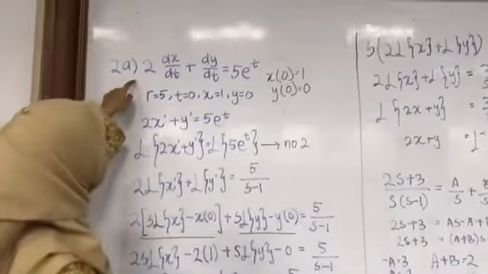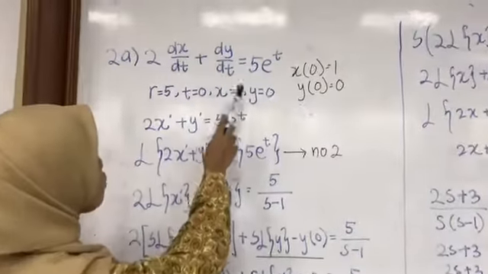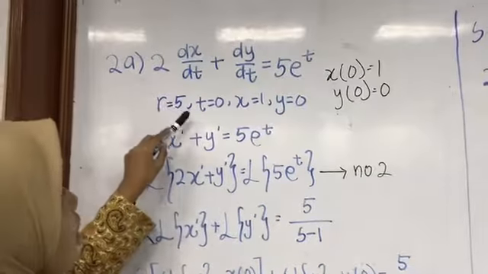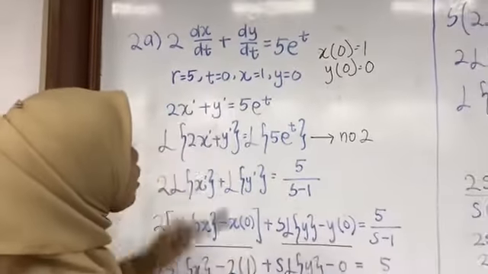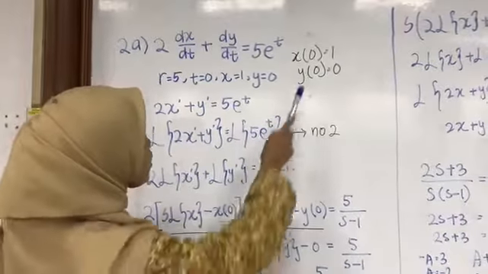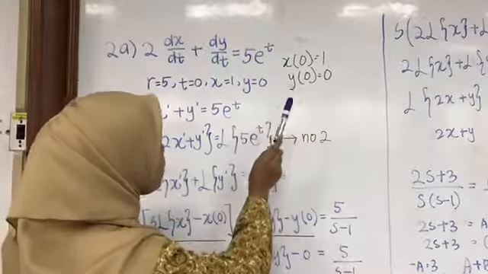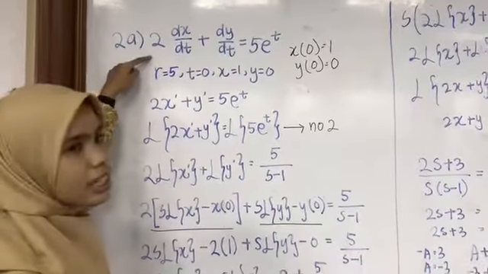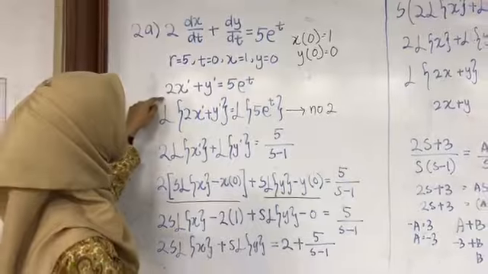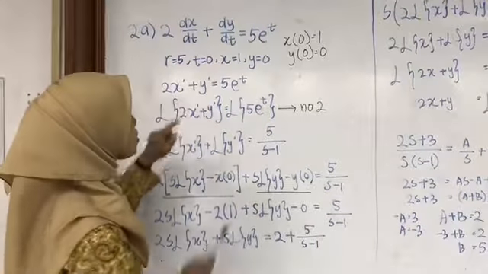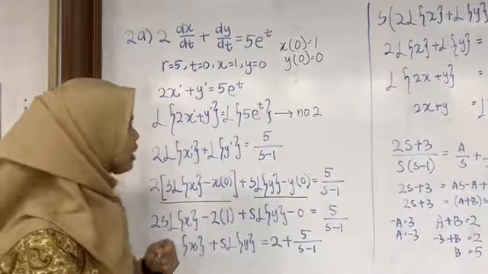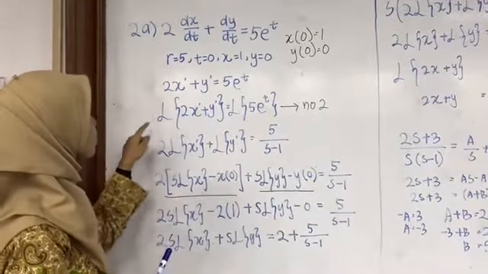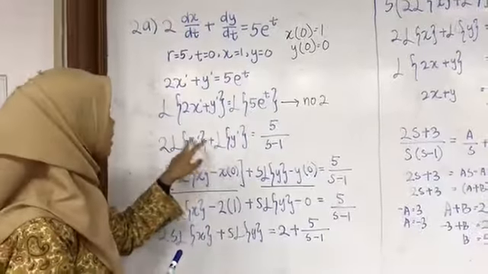It's given that 2 dx/dt plus dy/dt is equal to 5e^t, and the initial values are: when t equals 0, x equals 1 and y equals 0. From this equation, we can write it in the form of 2x' plus y' equals 5e^t. The first step is we need to use the Laplace transformation on both sides.